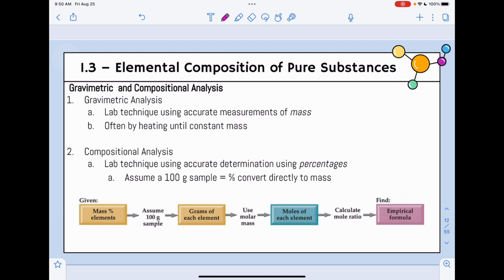We're going to use the molar mass to convert to moles, because that's how we look at ratios. We look at ratios in moles. Remember, grams is the mass, so how much stuff there is, whereas moles tells us the number. When we're looking at ratios, we need to look at the ratios of the numbers of particles. From there, we can determine the mole ratio and get us to our empirical formula.